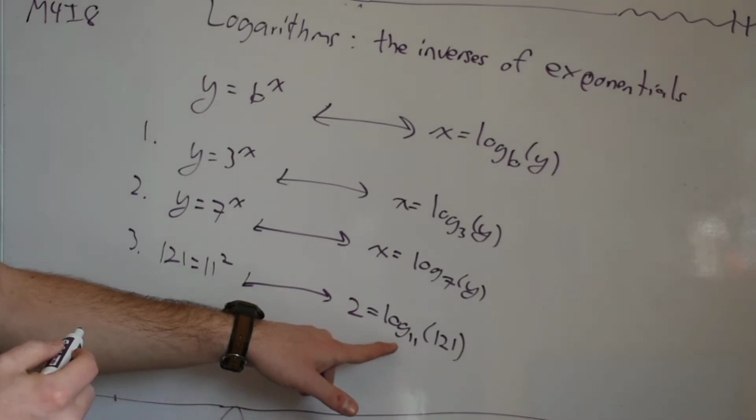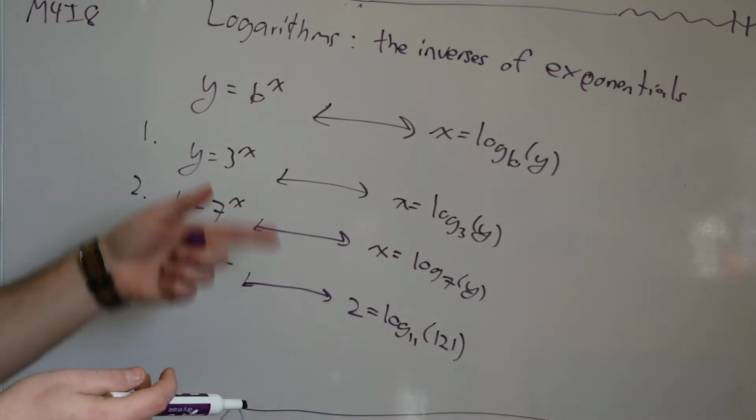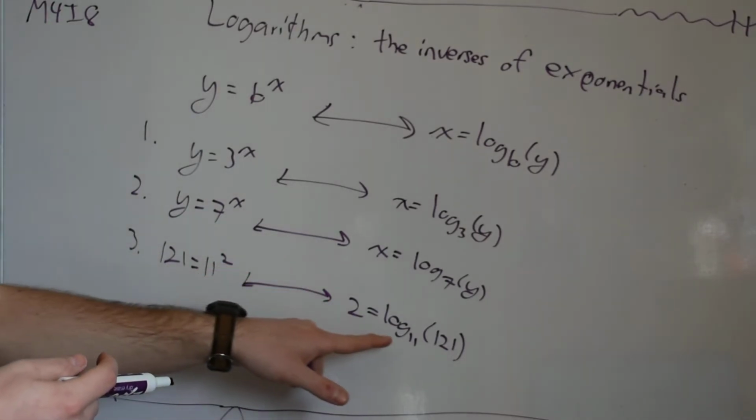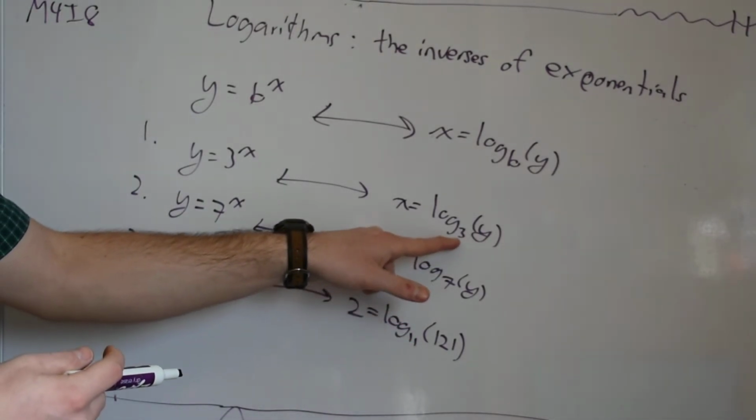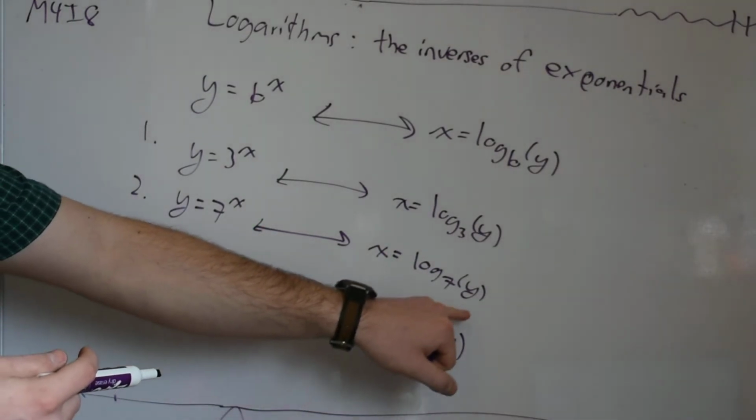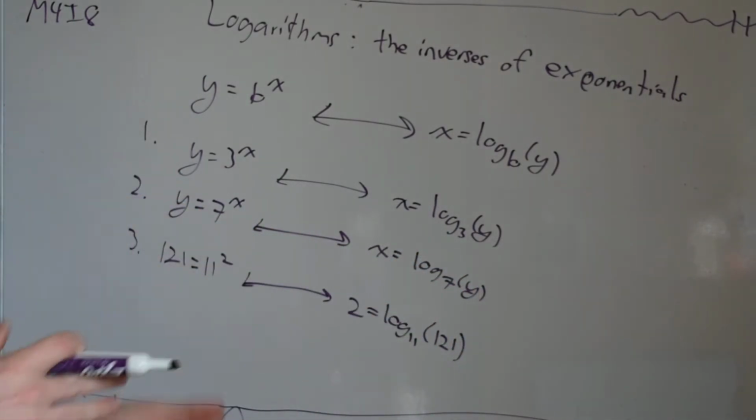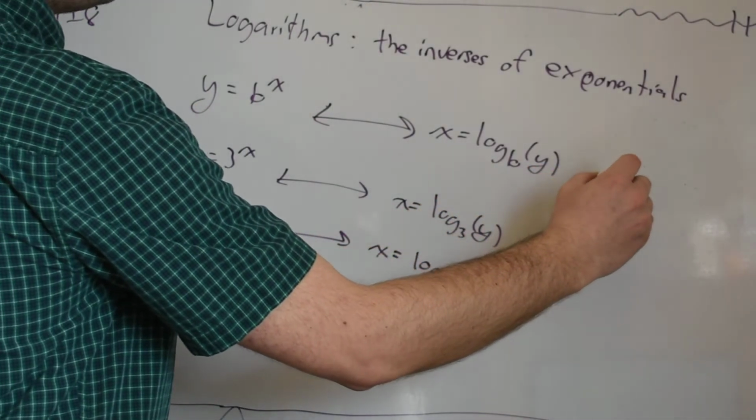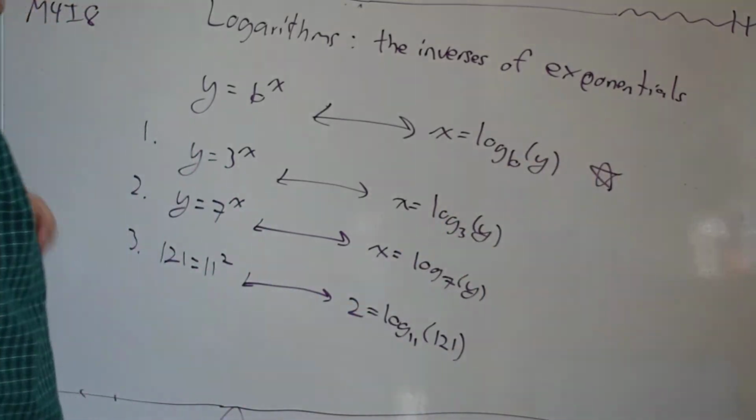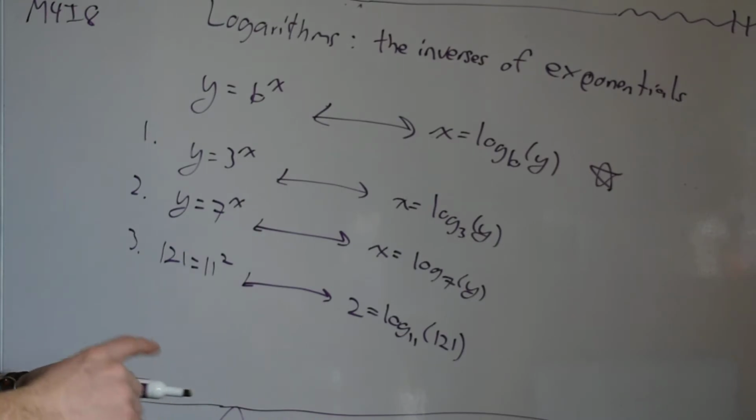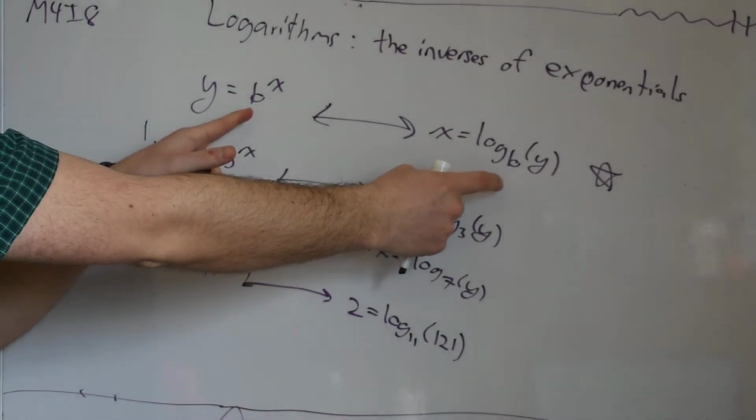So the logarithm tells you the power that we raise the base to, to get the number that's inside the logarithm. So you've got to do a little bit of a flipping thing, but if you keep this in mind, you're going to be okay. So this is our key thing.